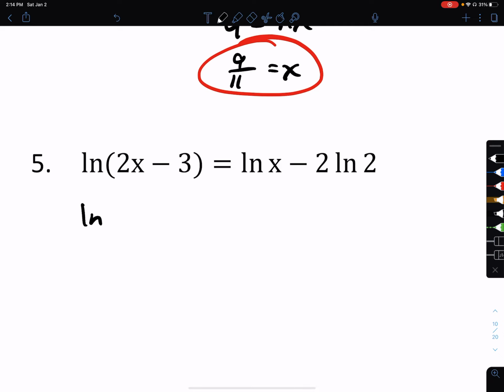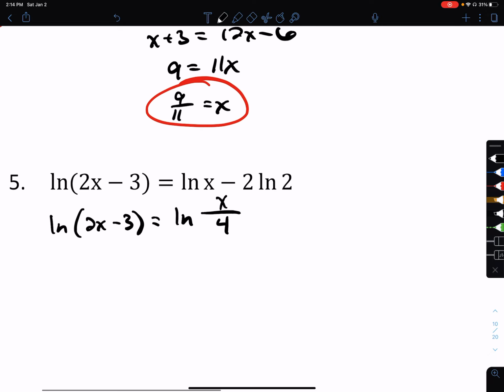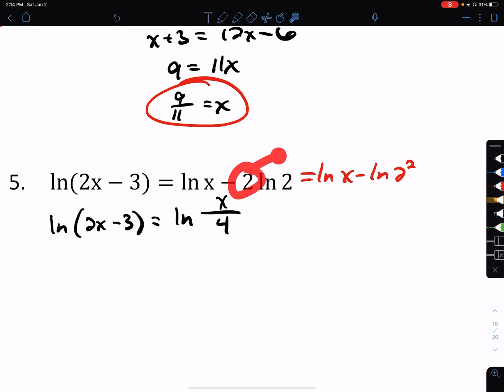Last one, the left side is already one logarithm, and each of these logarithms have the same base. The right side, I need to get this to be an exponent. So I could write this as natural log of x over 4, just to emphasize how that happened. I could take the coefficient and write it as an exponent for 2. 2 squared is 4. The logarithm that we are subtracting, its argument goes on the bottom. The logarithm that is positive, its argument goes on the top.